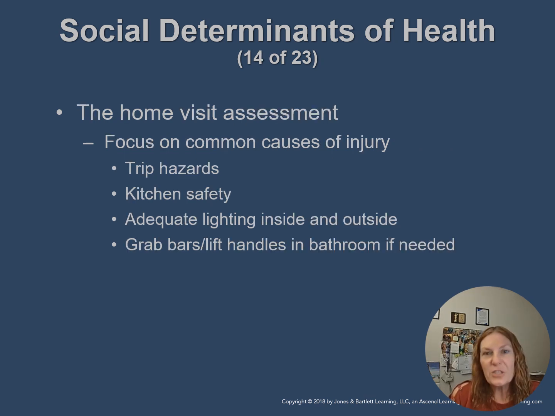When we enter a patient's home, we're not just guests, we're assessors of health as well as safety. Common causes of injury we should look for include those trip hazards, poor kitchen safety, inadequate lighting, and a lack of grab bars in the bathroom. This isn't about judging how someone lives, it's about identifying preventable risk. For example, a loose rug or poor outside lighting could be the reason an elderly patient keeps falling. The simple observations during a home visit can prevent repeated calls and hospitalizations.